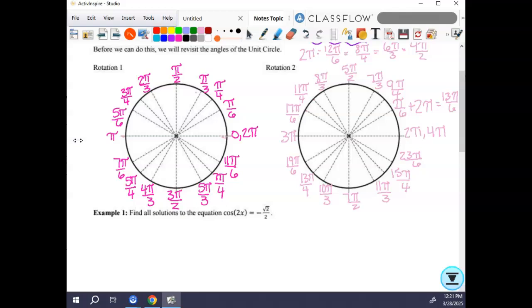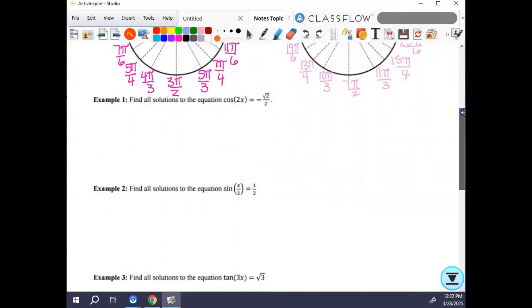Let's say I had to go around again, right? So on a third rotation, if I'm here at 7 pi thirds and I go around again, I'm going to add another 6 pi thirds, and I'd end up with 13 pi thirds, right? I can just add 6 pi thirds for every rotation. You don't have to overthink your fractions. You kind of already know what your fractions would be. Okay, are we good? All right, so let's look at how to solve these.